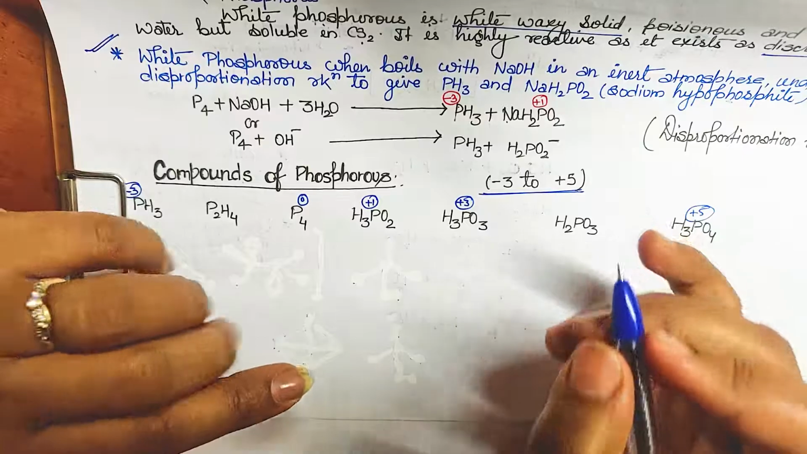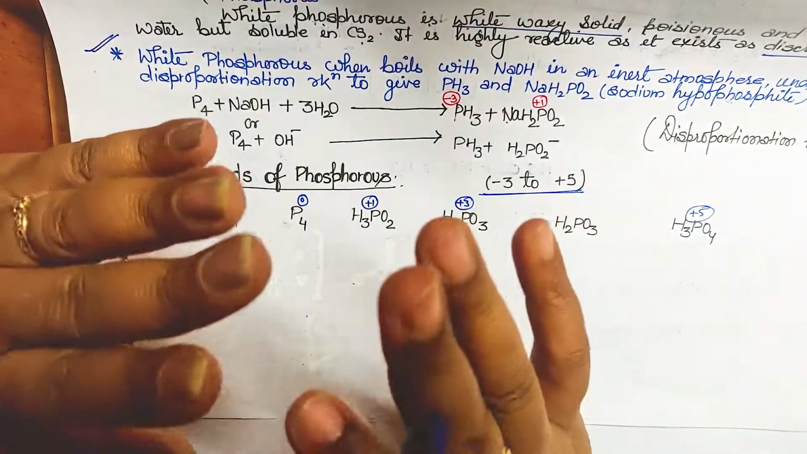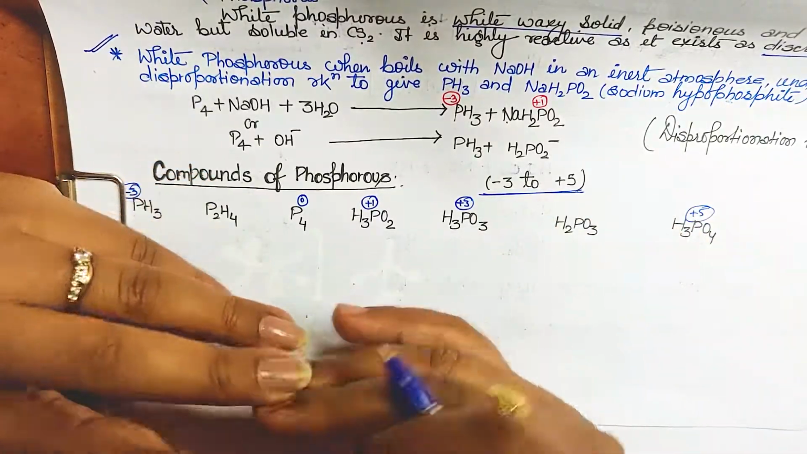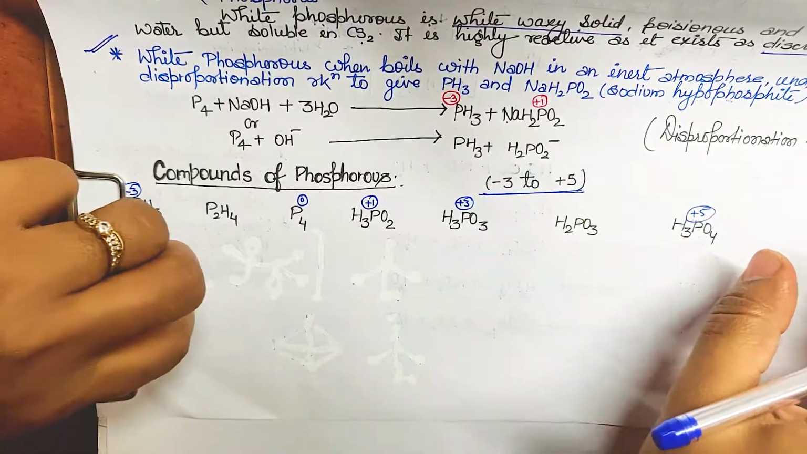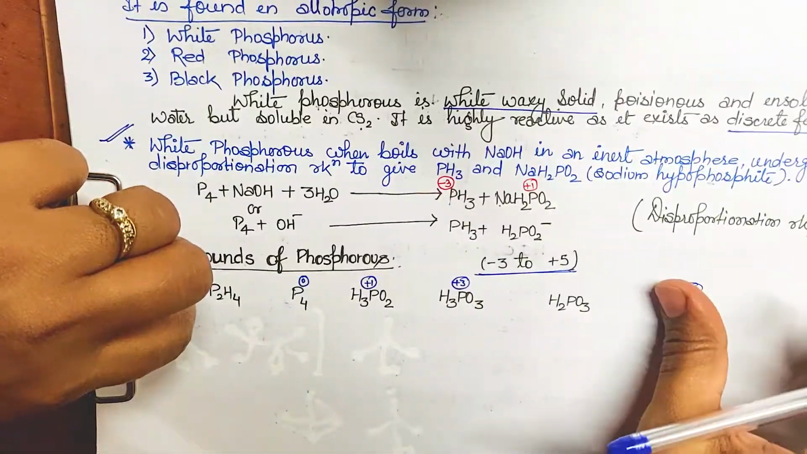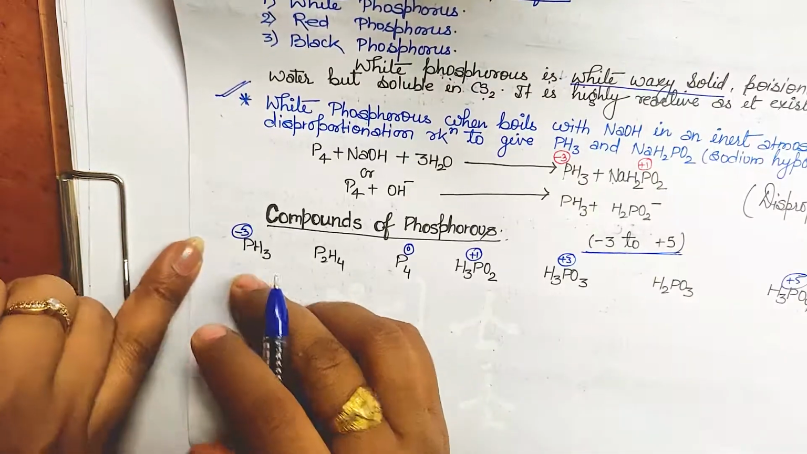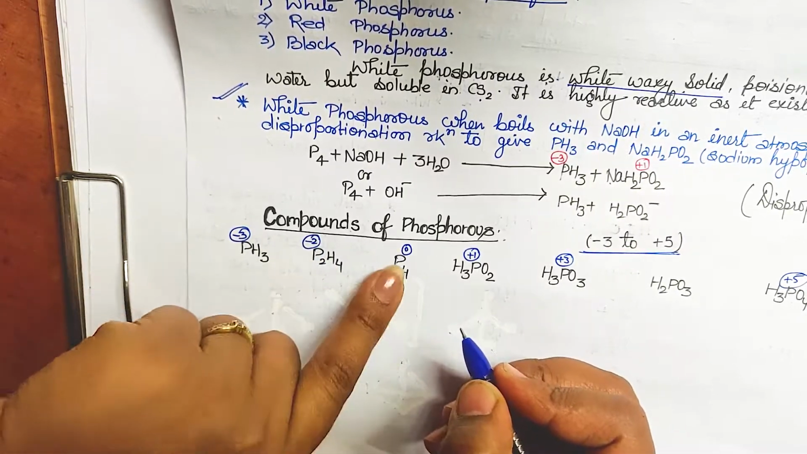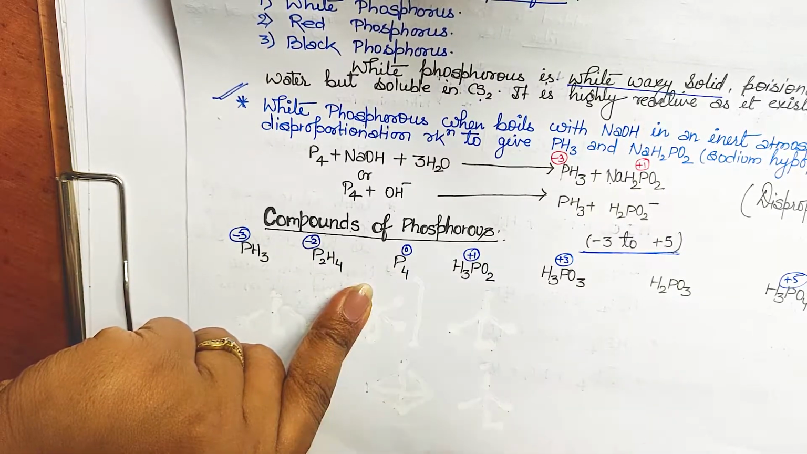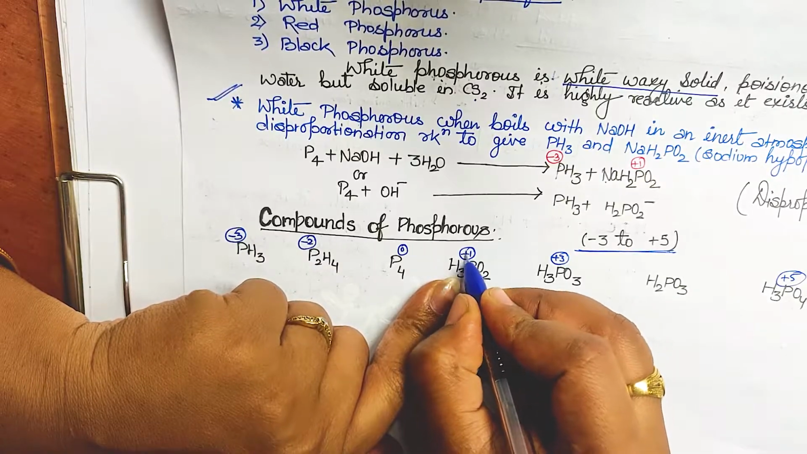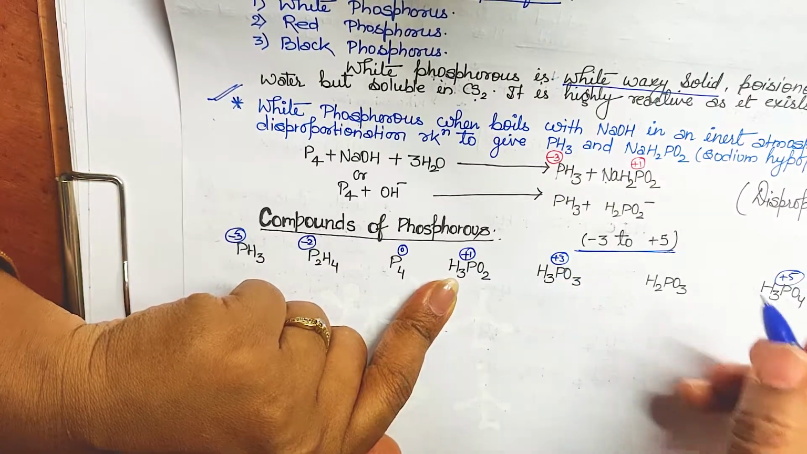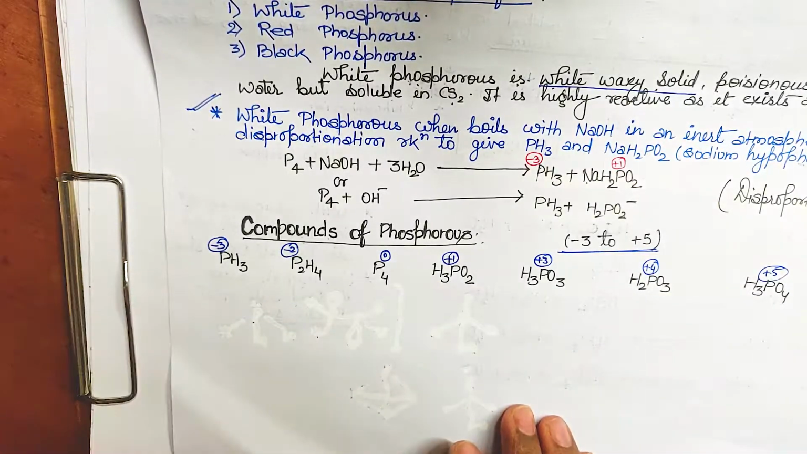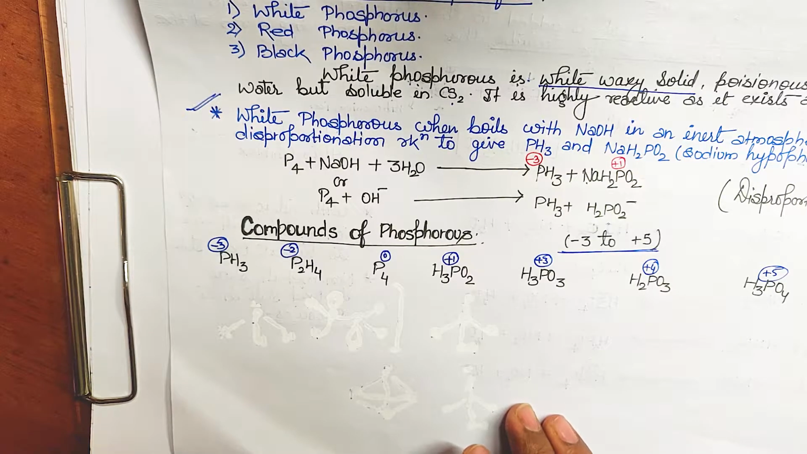Got it? In nitrogen, we have seen that it cannot show +5, but phosphorus will show it because it has d orbitals and it can expand its octet. Similarly, we will make compounds like NH3. Instead of NH3, we can make PH3, where this is -3. Then P2H4, this is -2. P4 is 0; +1, -1 it doesn't show. Then H3PO2 is +1, H3PO3 is +3, H3PO4 is +5. Got it? So these are the compounds of phosphorus.